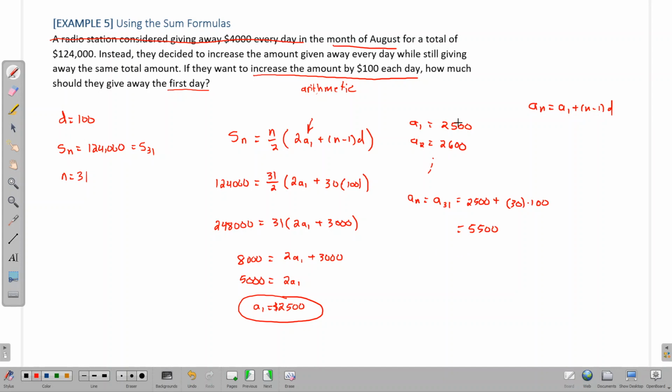So they start off the first day giving $2,500, and the last day they're giving $5,500. They didn't ask for that, but they just asked for the first day.